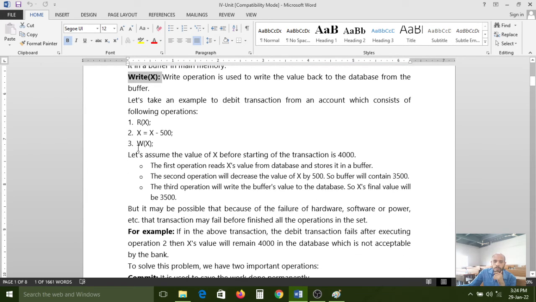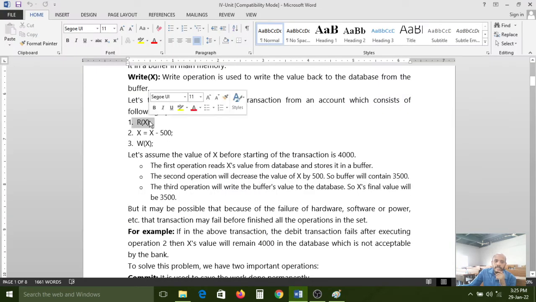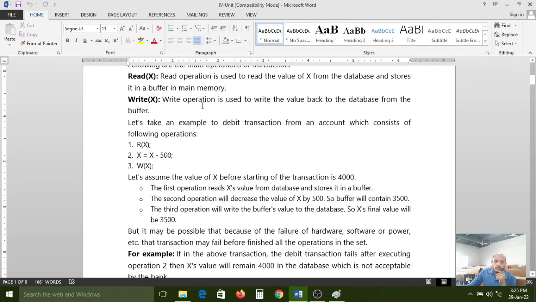Here carefully observe, I have given one example. R of X means read of X. R denotes read, X means account name, nothing but Rohit account we discussed just before. In this place, you can just place X account. So read X account. X equals X minus 500. The old amount is X, X is the account balance. From the old balance minus 500. After that, the write operation should be performed in our database.